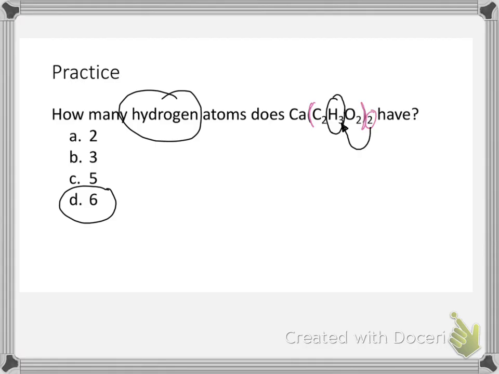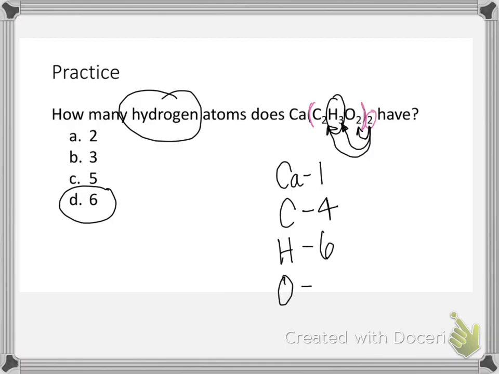All right, so calcium, there's just 1. So it's outside the parentheses. It doesn't have a number. We know when it's not a number, it's 1. Okay, carbon, there's 2 inside the parentheses, and 2 times 2 would be 4. We already decided that hydrogen is 6, and then the oxygen, 2 times 2 is 4. So that's if I broke it down individually.